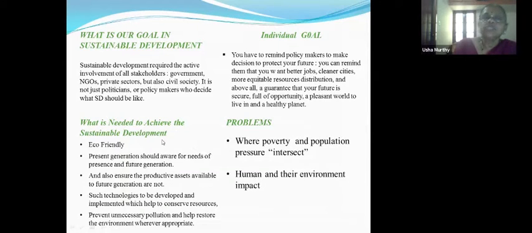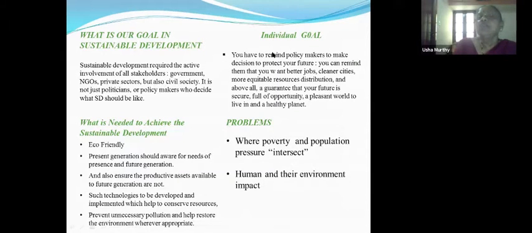What is needed to achieve sustainable development? Basically, eco-friendly concepts should be practiced. The present generation should be aware of the needs of the present and the future generation. Also ensure that productive assets are available for future generations. And such technologies ought to be developed and practiced to conserve the natural resources available on planet Earth, prevent unnecessary pollution, and help restore the environment whenever that is appropriate.